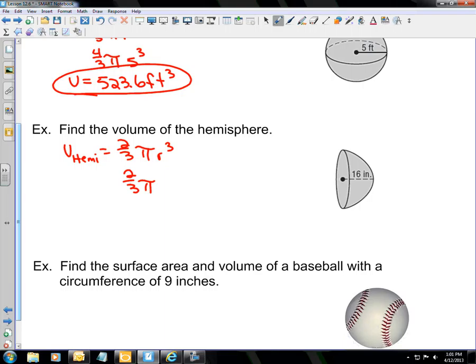So we're going to plug this in. We're going to plug 16 in for r. We're going to plug all that in. See what you get. 9,578.6 inches cubed. Is it not better if you put the 5? Like I have a fraction.